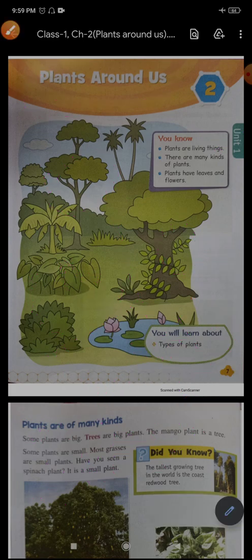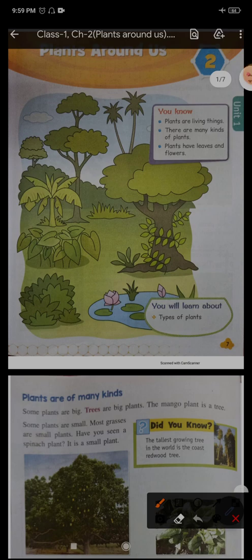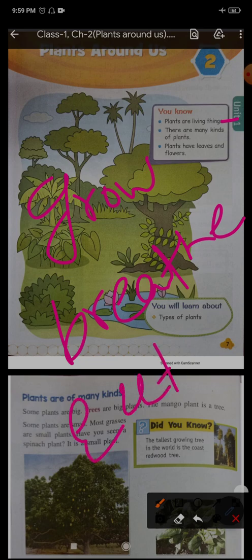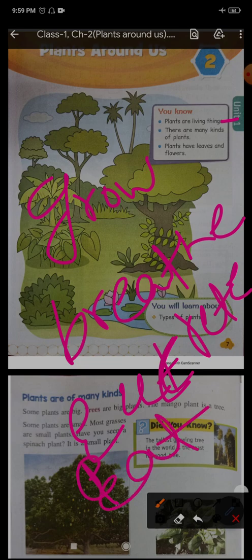Okay. Now, why are plants called living things? Because as we grow, plants can also grow. As we breathe, plants can also breathe. As we excrete, plants can also excrete. As we eat, plants also eat. So that's why, because they meet all the criteria of a living thing, plants are called living things.